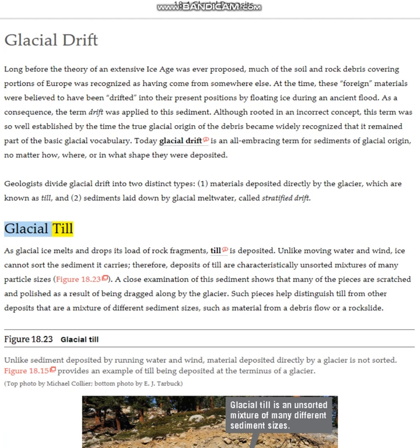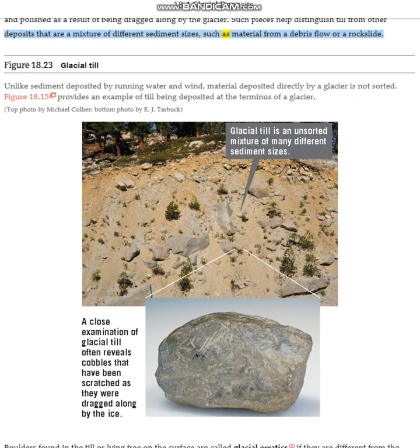Glacial till. As glacial ice melts and drops its load of rock fragments, till is deposited. Unlike moving water and wind, ice cannot sort the sediment it carries. Therefore, deposits of till are characteristically unsorted mixtures of many particle sizes, figure 18.23. A close examination of the sediment shows that many of the pieces are scratched and polished as a result of being dragged along by the glacier. Such pieces help distinguish till from other deposits that are a mixture of different sediment sizes, such as material from a debris flow or a rock slide.